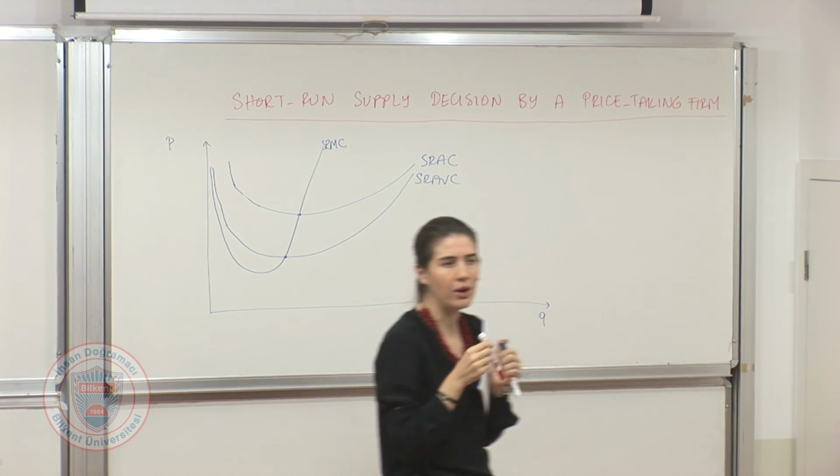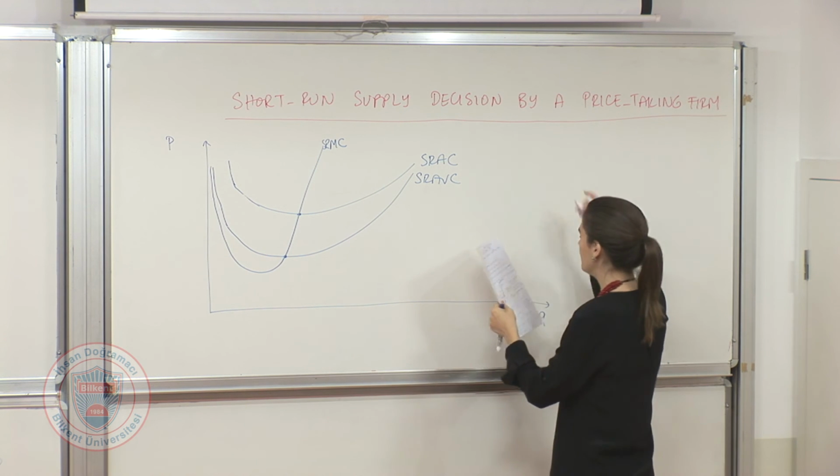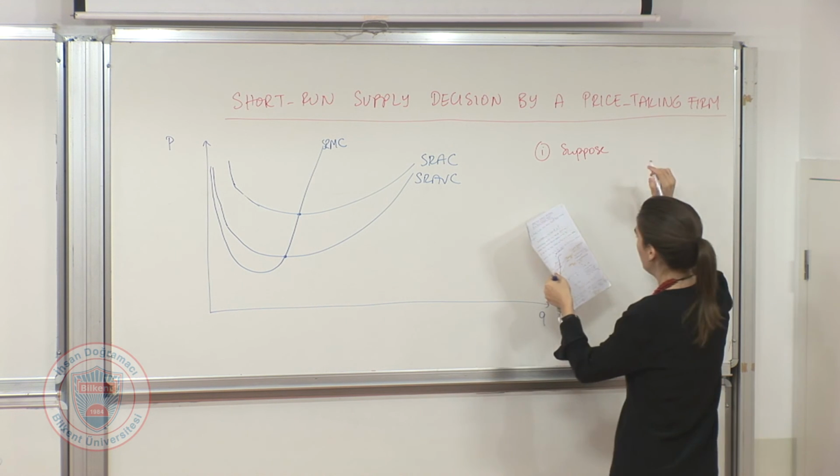Now, suppose the firm is a price taker. Suppose the price is P star, okay? So let's say this is the market price.